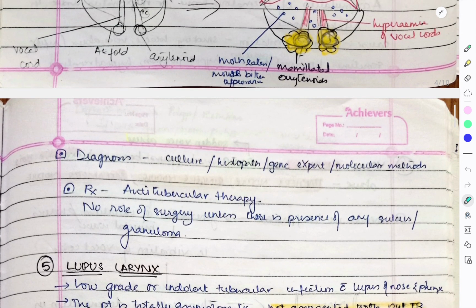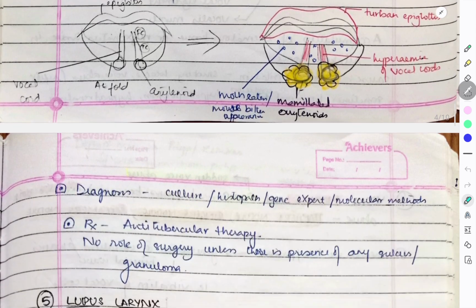The diagnosis is by culture. Then we have to go for histopathology, GeneXpert, and molecular methods. The treatment is anti-tubercular therapy. There is no role of surgery unless there is presence of any sulcus or granuloma. So this was about the TB larynx.